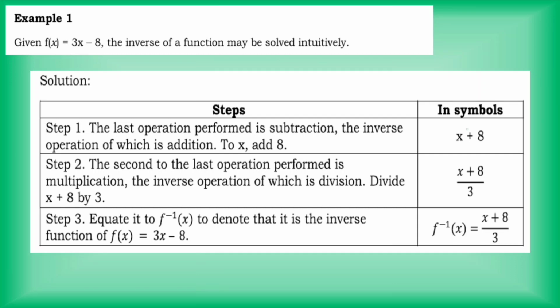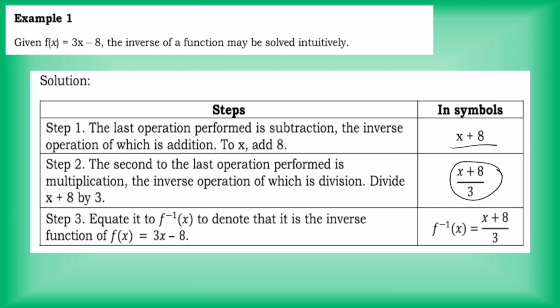So, kaya ngayon, i-inverse natin siya. We will add 8 to the given variable x. Kaya magkakaroon tayo ng x plus 8. And then, ang pangalawa sa huli natin ginawa ay ang pagmumultiply ng 3 at x. So, gagawin natin, i-divide natin ngayon si 3 dun sa x plus 8. We have x plus 8 divided by 3. Therefore, since nagawa na natin lahat ng reverse na processes, we now have the inverse of the function f, which is x plus 8 divided by 3.